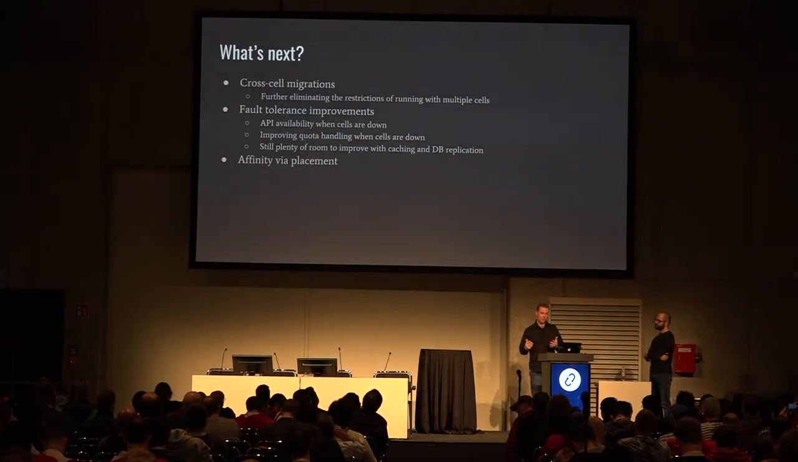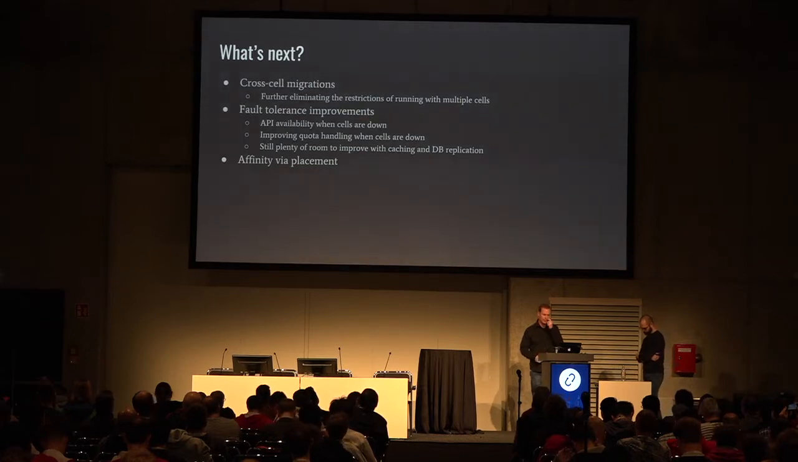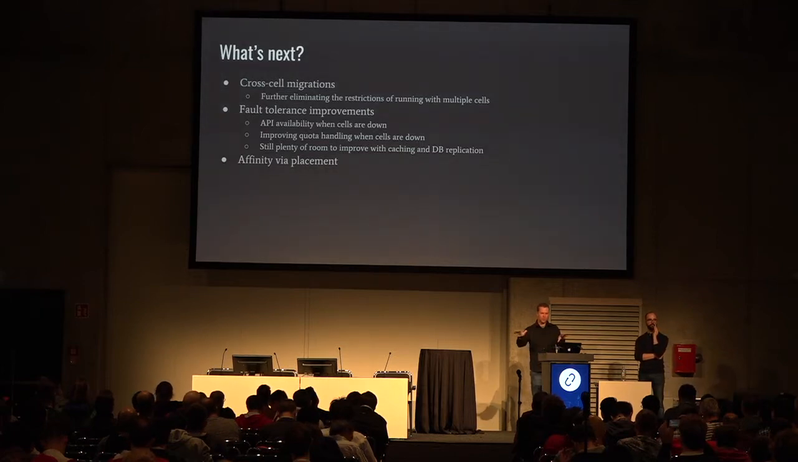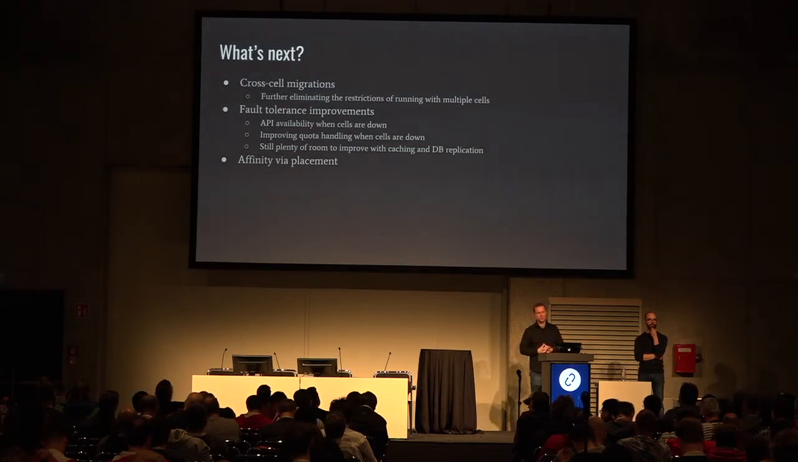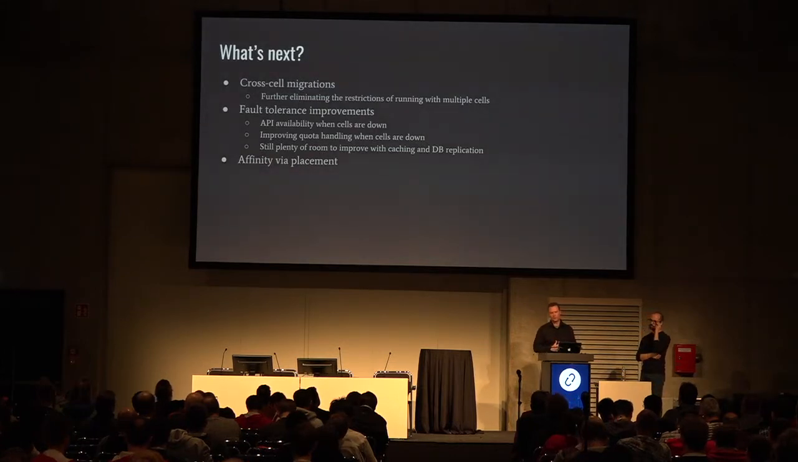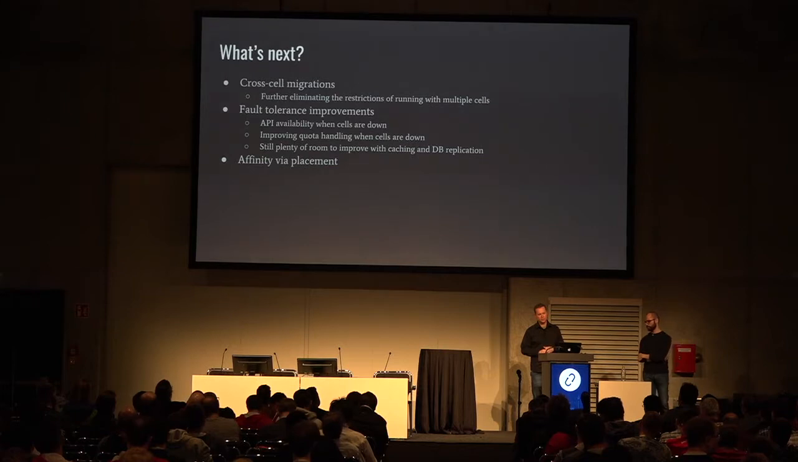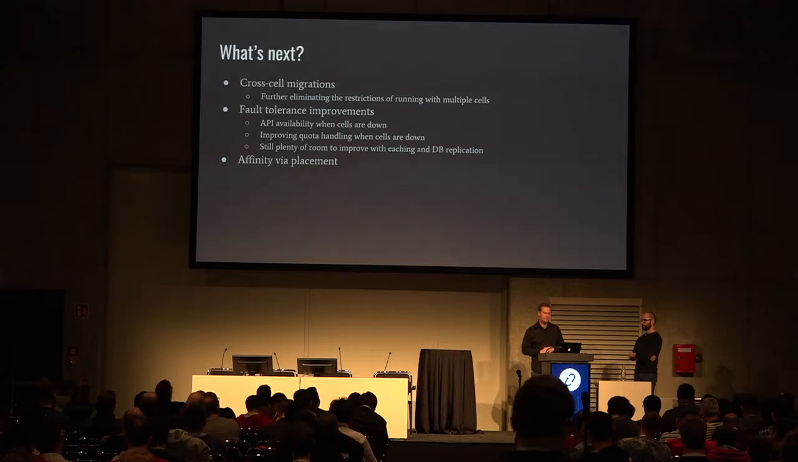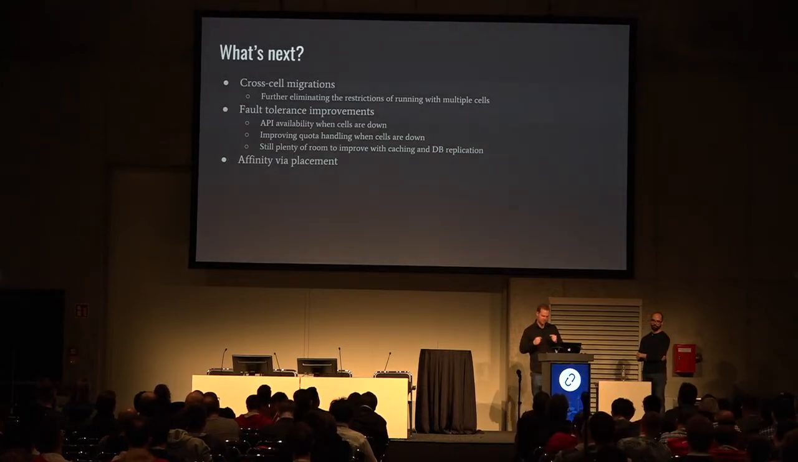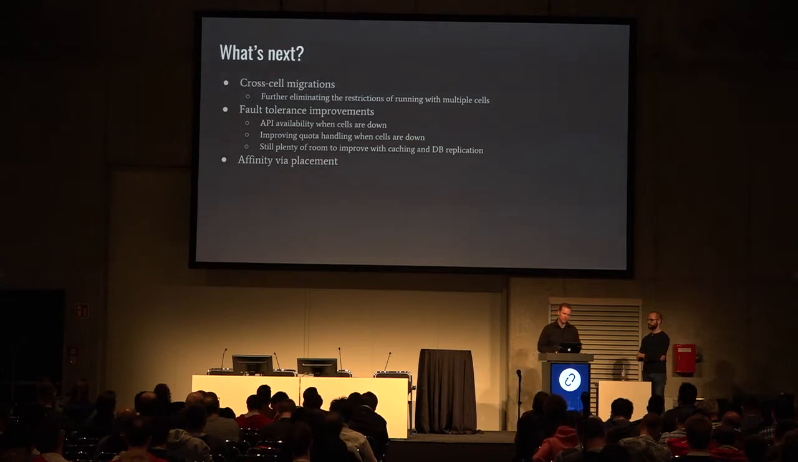Cross-cell migrations was never a thing that V1 was really going to have on its radar, but it's a possibility in V2, which is cool. This is further eliminating any sort of artificial restrictions that exist with you having your deployment split up like this. Like I said, fault tolerance improvements: handling a down cell and the API still being able to provide as much data as possible, as well as some issues around quotas and making sure that that calculation happens properly when cells are down. But there's plenty of room here still to make incremental improvements for performance and fault tolerance.